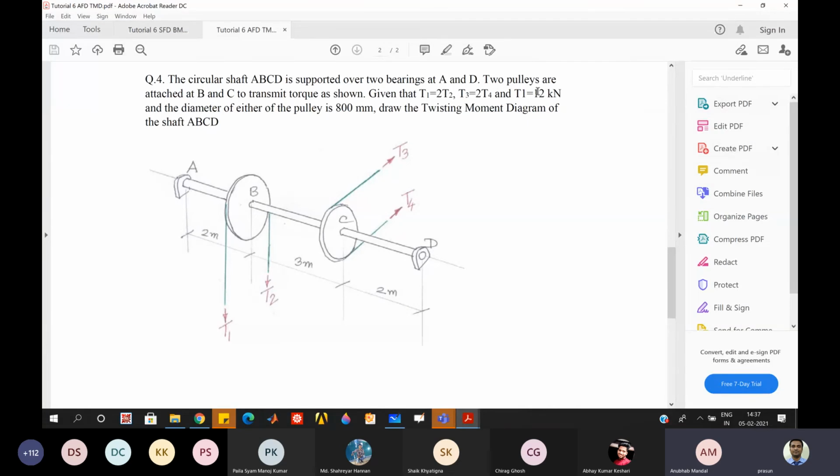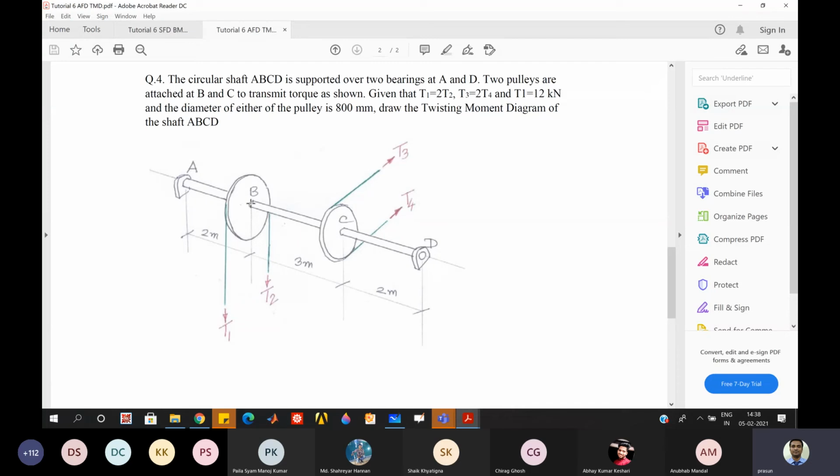Then T1 is 2T2 and T3 also is 2T4, and you can see T1 is given. So if T1 is given, you can find T2. Then you can find the total torque acting on the shaft ABCD at point B by taking moment about point B. Moment means moment about the axis. Because T1 is higher than T2, it will be T1 minus T2 times the distance or radius R.